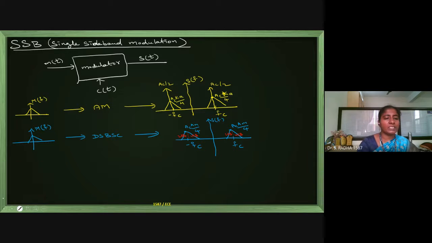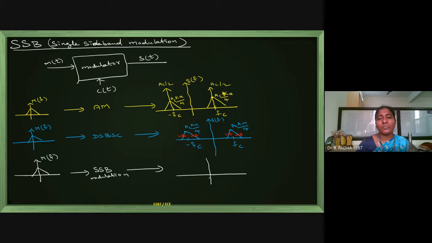Now I am going with SSB. The third method is SSB, single sideband modulation. The message spectrum M of f will be the same, the same input we are giving in all the techniques. But at the output, only one sideband will be present, either at plus Fc or at minus Fc. So this is about single sideband modulation.